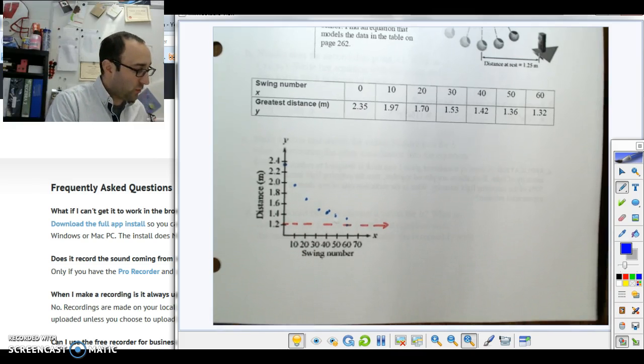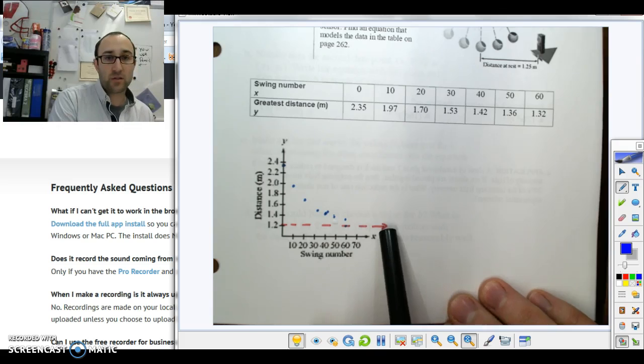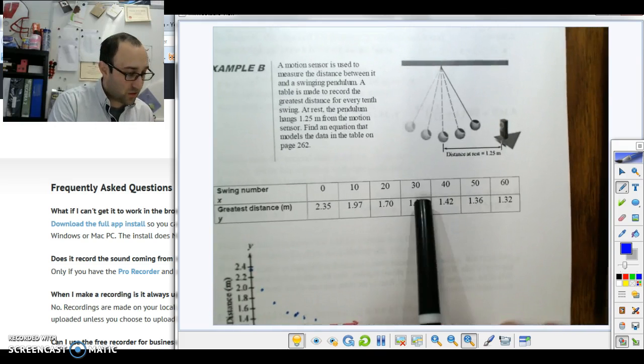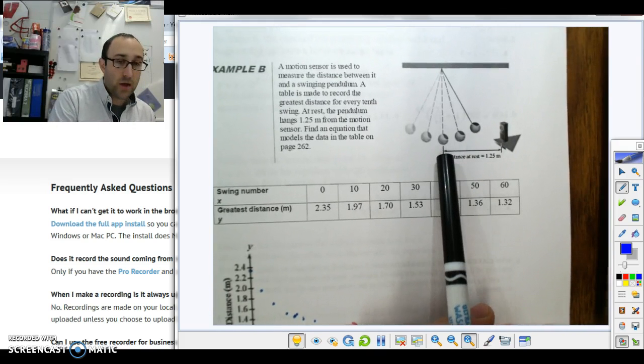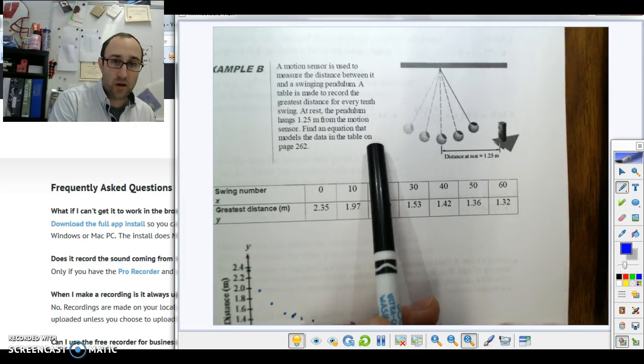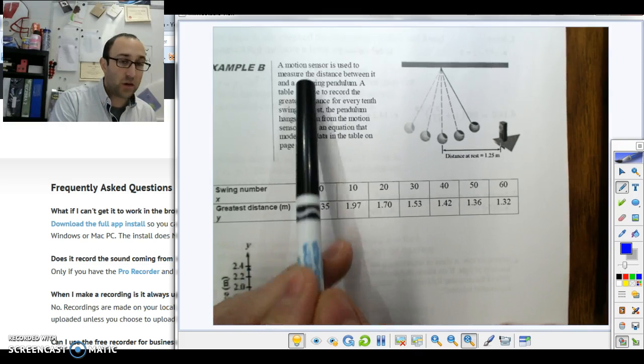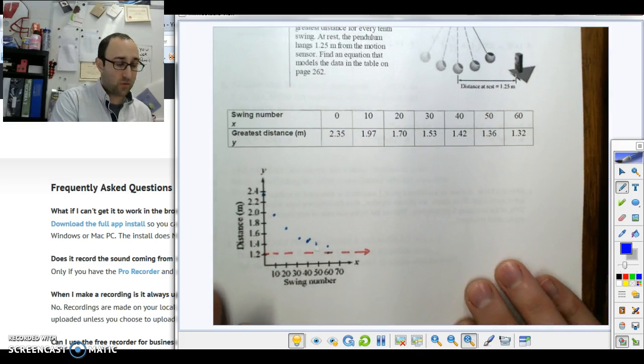This 1.25 is an asymptote right here because it can't go any further away. The furthest it'll be is 1.25 when this is at rest, right? So this distance at most, or at least, is going to be 1.25. It can be further away, but that's the furthest it's going to be because of what it says here. It says measure the greatest distance. So when it's at rest, it's going to be 1.25.